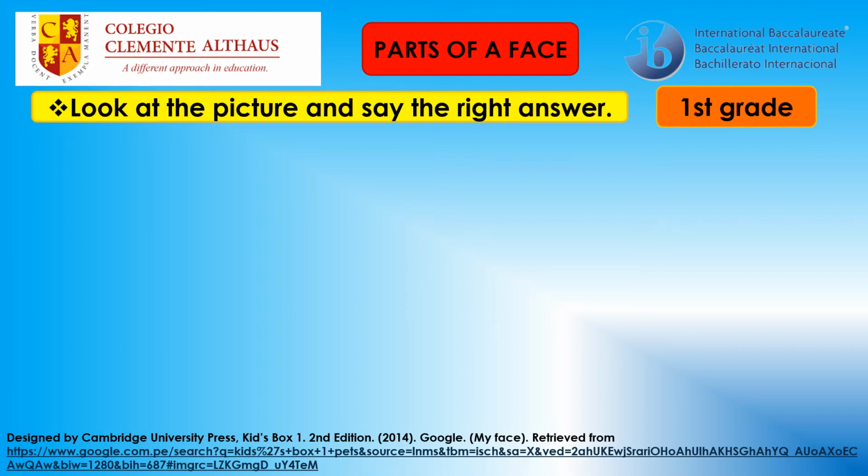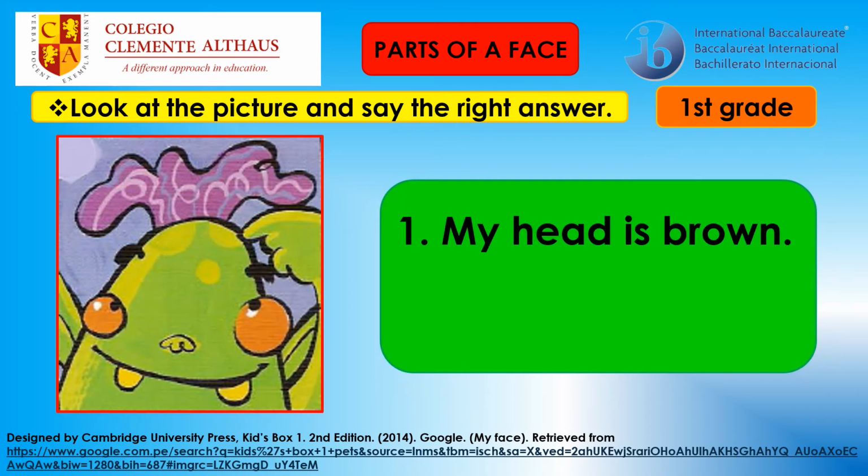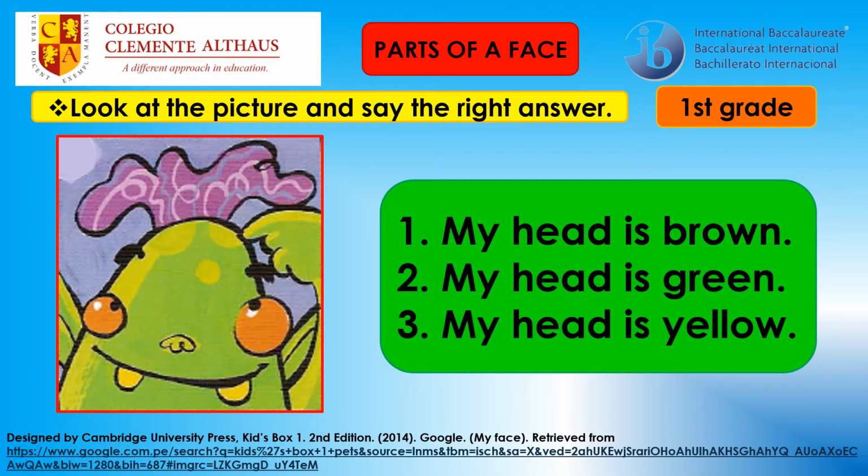Parts of a face. Look at the picture and say the right answer. Number 1. My head is brown. Number 2. My head is green. Number 3. My head is yellow.